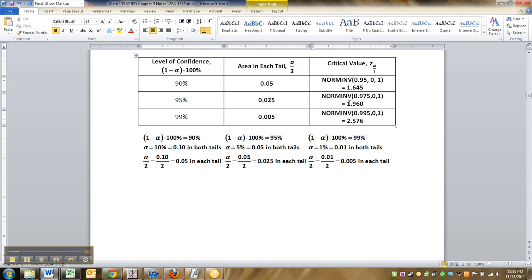All right, now keep these three in mind. These three we're going to use a lot, and I'm not going to show you how to do them every time. You're just going to know them. But of course, you should be able to find them on your own if you had to.